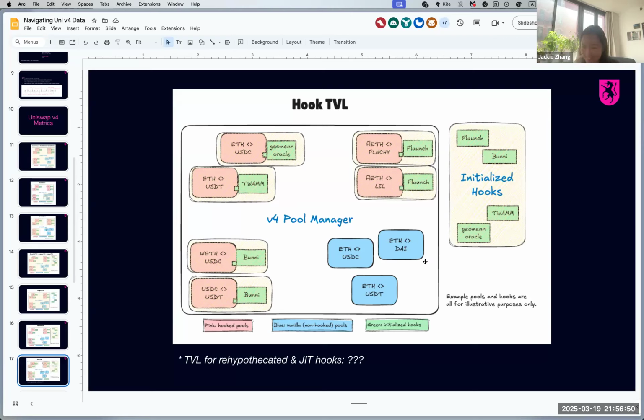And even more complicated than the rehypothecated hooks is the JIT hooks. Because with JIT hooks, upon swapping, you can grab liquidity from something like Euler. So it's borrowed liquidity at the time of swapping. So obviously it also does not sit or get locked in any of the hook contracts nor the V4 core contract. So what do you do for those use cases? It's a question we're exploring together with the hook team right now.